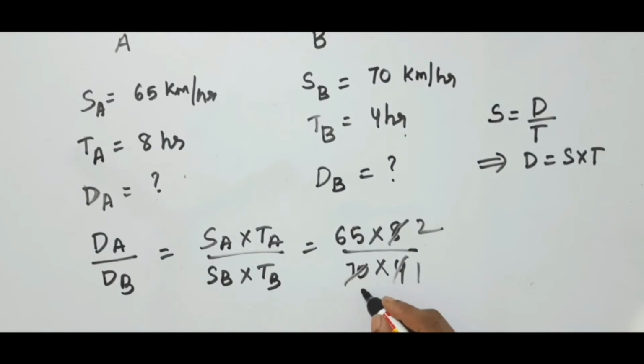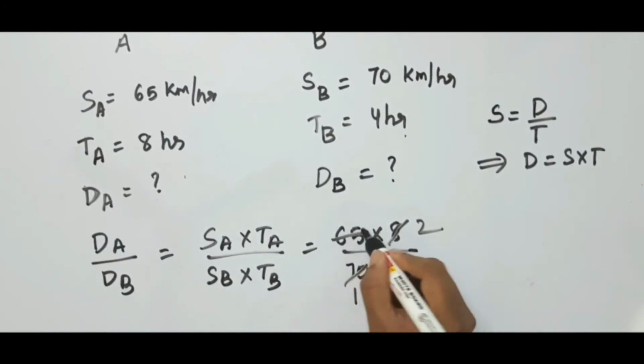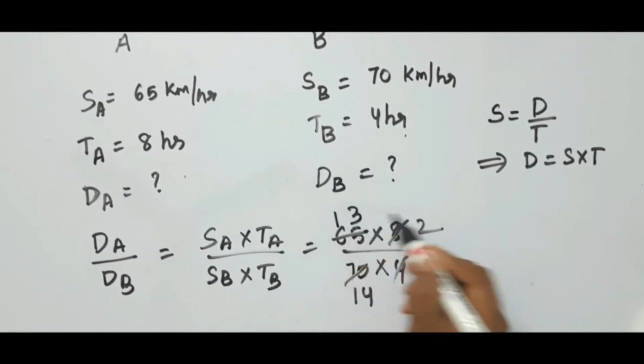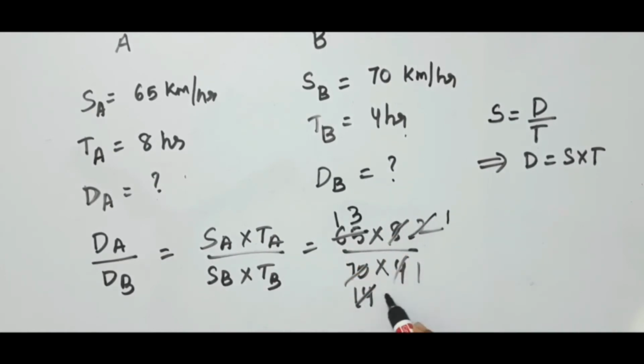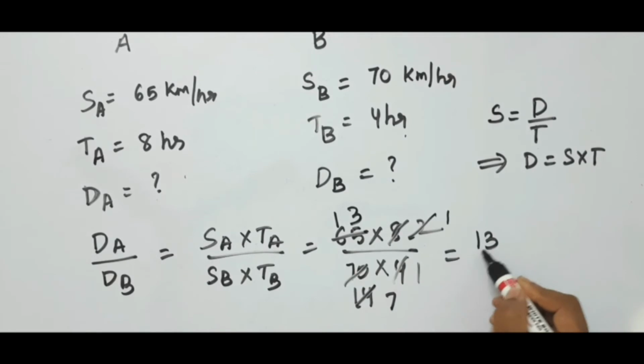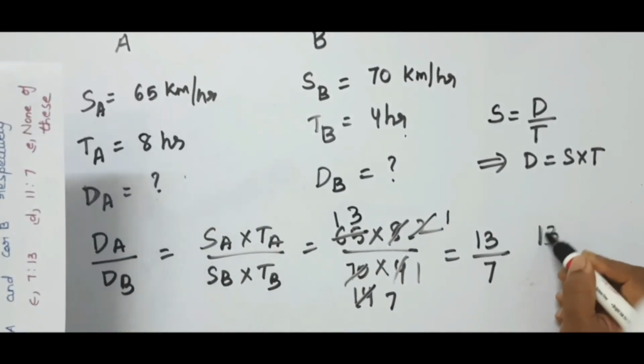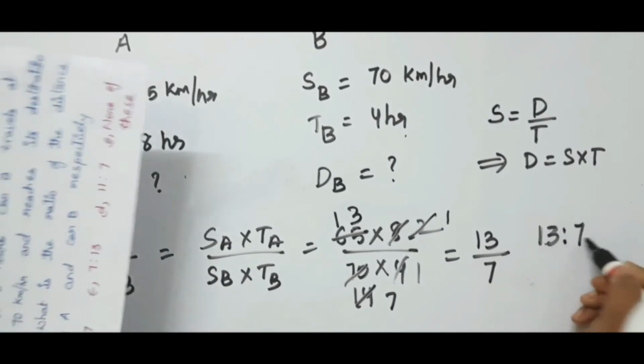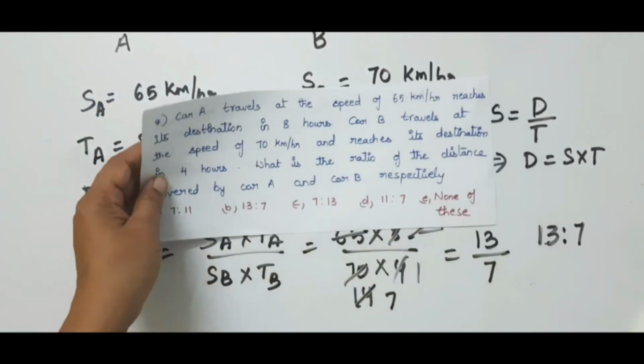in 5 table it goes at 5 ones and it is 4. So this is 5 ones and it is 3. 2 ones and it is 7. So we got 13 by 7. If you want to express in ratio, it is nothing but 13:7. Is it not? Let us go to the options and check where it is.